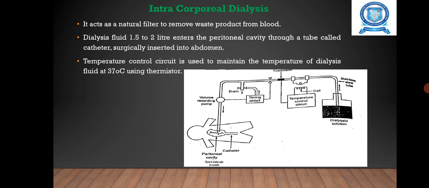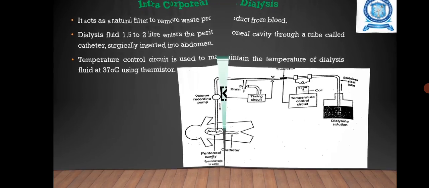The next one is intracorporeal dialysis, or peritoneal dialysis. It acts as a natural filter to remove waste product from blood. Dialysis fluid, 1.5 to 2 liters, enters the peritoneal cavity through a tube called a catheter surgically inserted into the abdomen. A temperature control circuit is used to maintain the temperature of the dialysis fluid at 37 degrees Celsius using a thermistor.